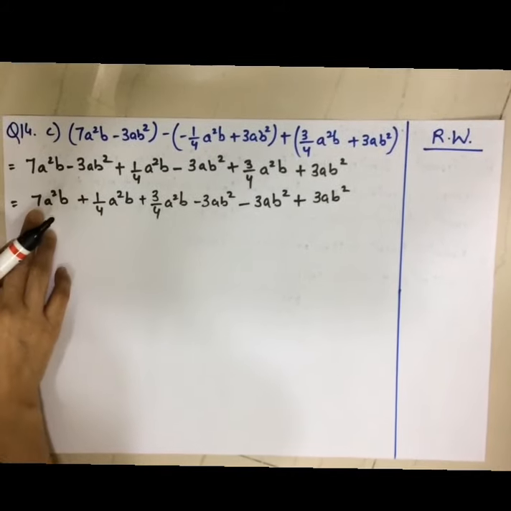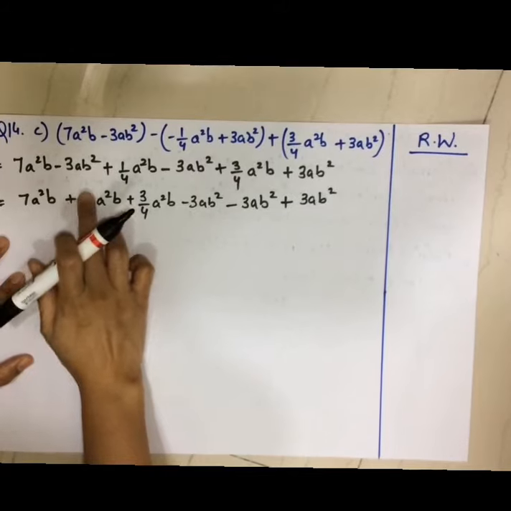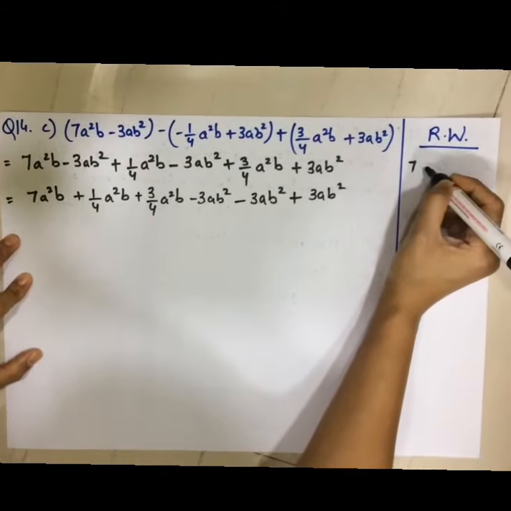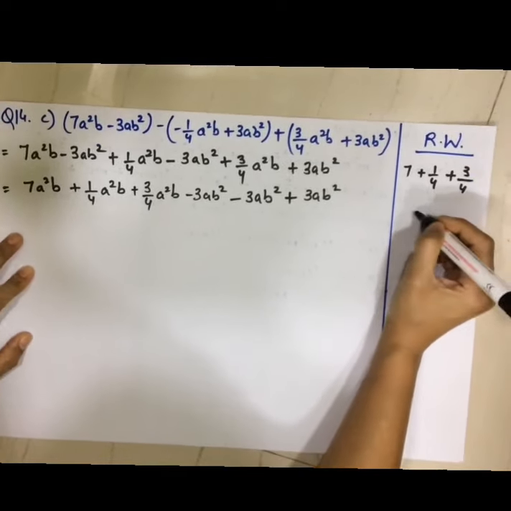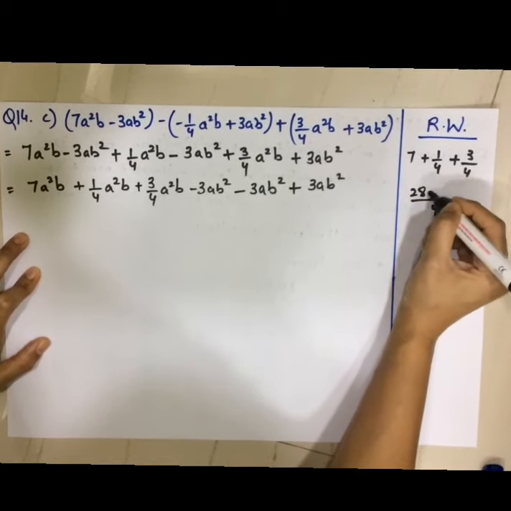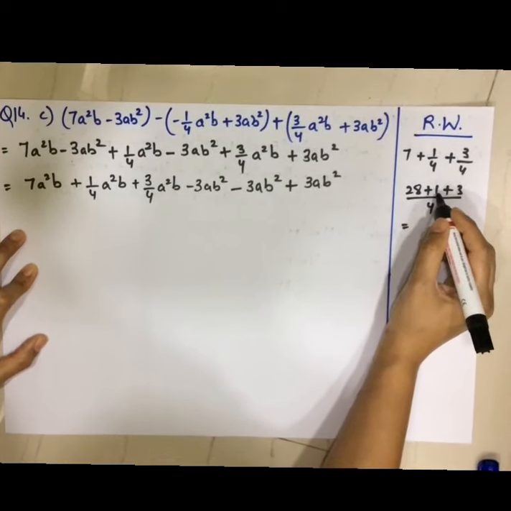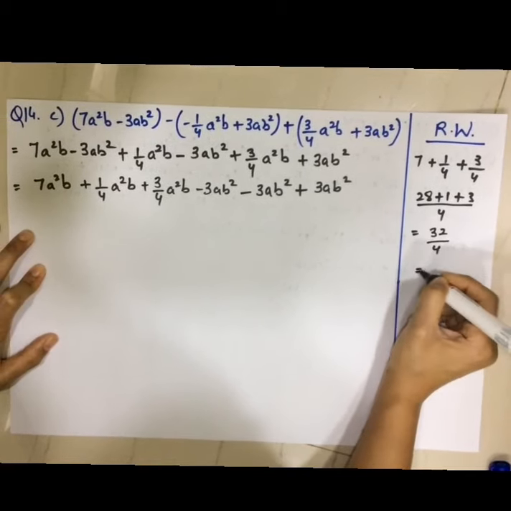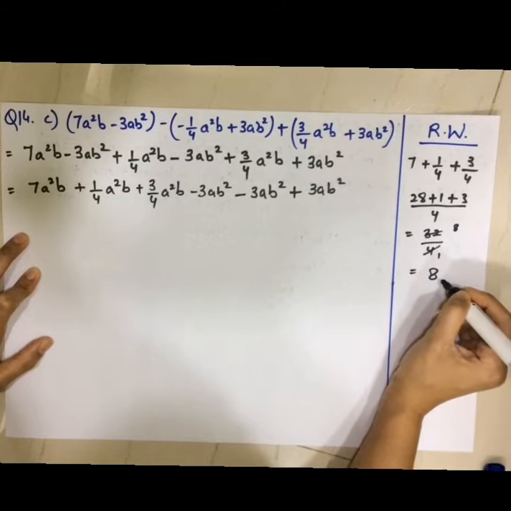So now because there is one constant and two fractions, we are going to solve this first. 7 plus 1 by 4 plus 3 by 4. This I am going to do in the rough work. When we solve this, we get 7 4s are 28 plus 1 plus 3. So it's going to be 28 and 1 is 29 and 3 is 32. 32 by 4. So 4 1s are 4, 4 8s are 32. So we get an 8 here.